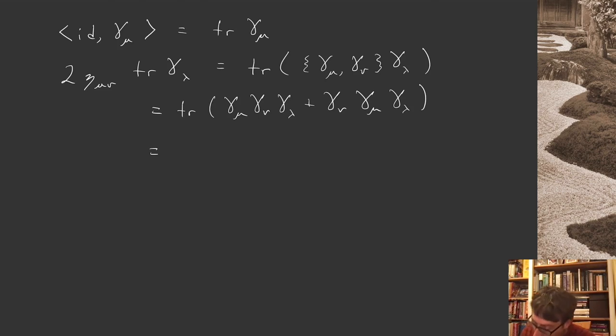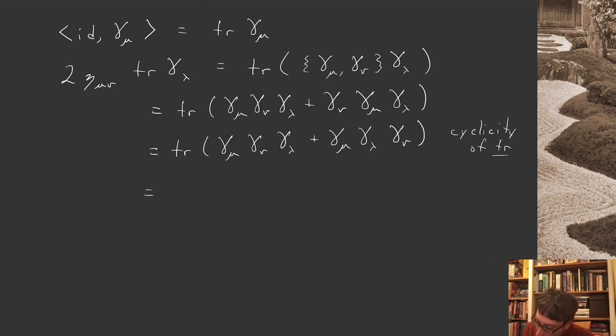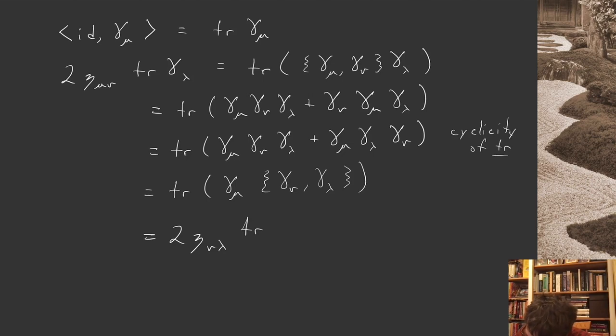And now I'll use cyclicity of the trace to cycle the gamma matrices through. The first term I'll leave alone, but for the second term I want to cycle the gamma mu to the front. So I'll write it as gamma mu gamma lambda gamma nu, by cyclicity of the trace. And now the last two terms I can recognize as an anti-commutator. So I can write this as the trace of gamma mu times the anti-commutator of gamma nu and gamma lambda. And then I'll pull out the Minkowski tensor, eta nu lambda, times the trace of gamma mu. So what did all this gymnastics grant me? It's sort of not clear exactly how this was going to help.